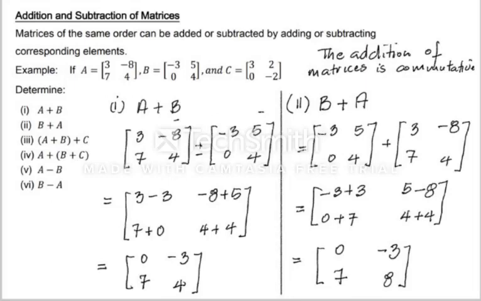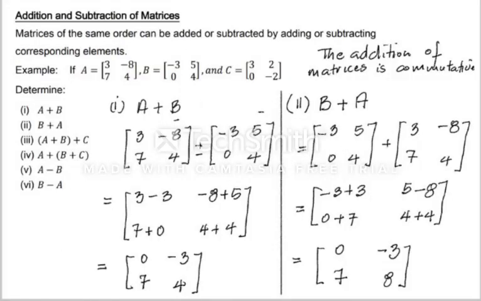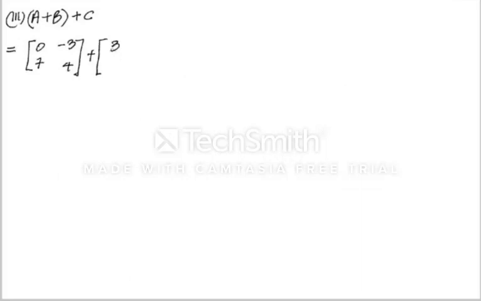But we already did A plus B, and A plus B is 0, 7, minus 3, 4. So we can take out A plus B and put what? 0, 7, minus 3, 4. That's A plus B. Now plus C. C is 3, 0, 2, minus 2. So remember, we add matrices by adding corresponding elements.